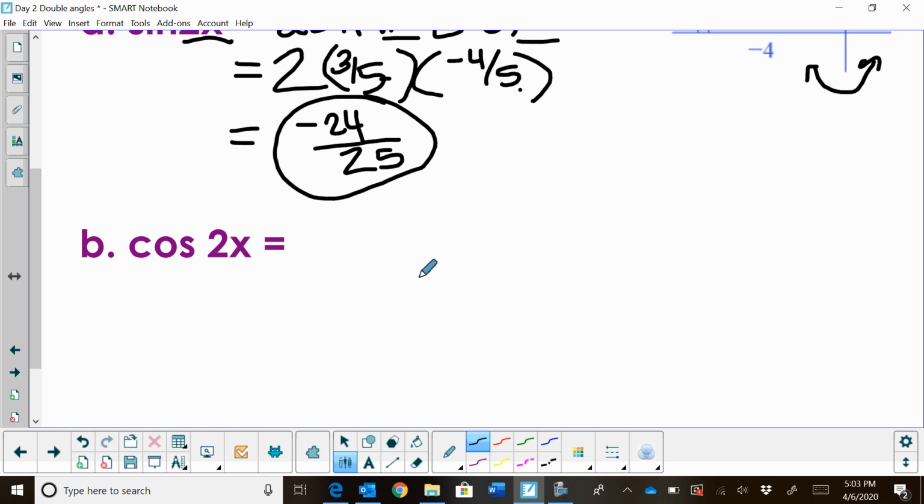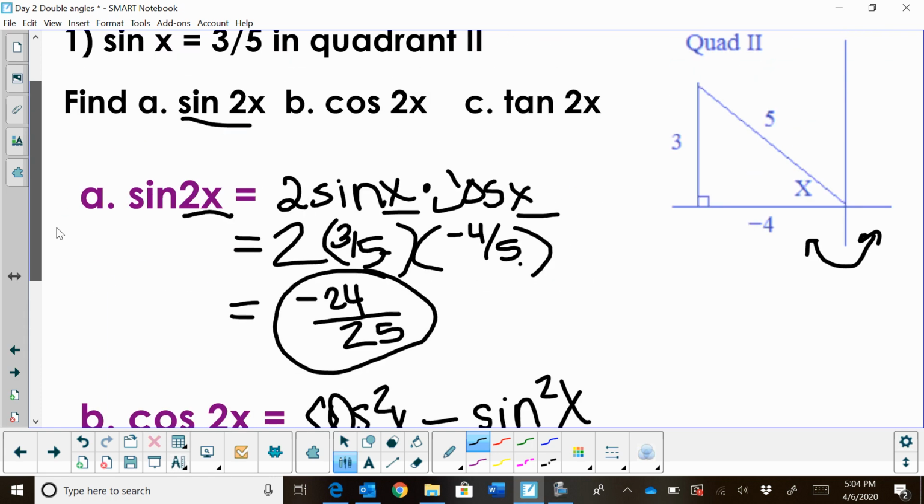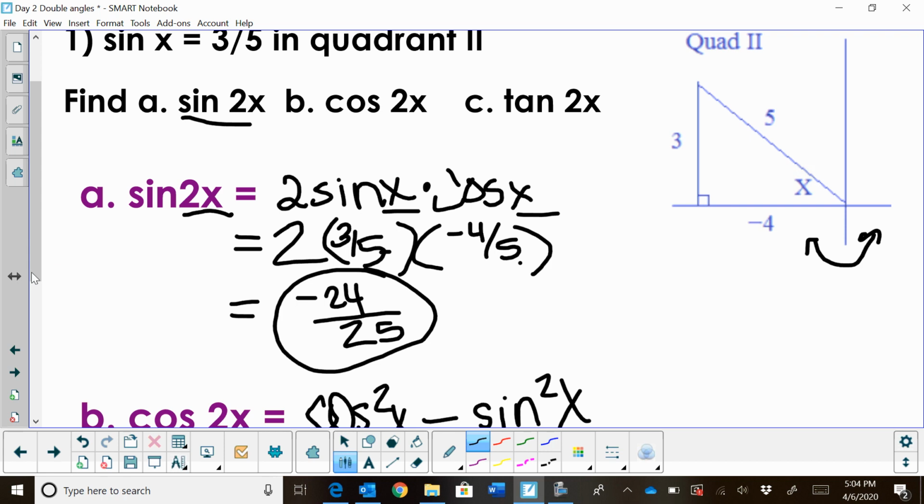Okay, cosine of the double angle, I can use any of my formulas. I can use the sine formula, the squared formulas. I can use cosine squared minus sine squared, or I can use that 1 minus 2 sine squared. I'm just going to go ahead and use cosine squared x minus sine squared x. I already have my sine, so it's nice and easy. I've already got the triangle drawn. So I'm just going to use the two trig functions from our triangle.